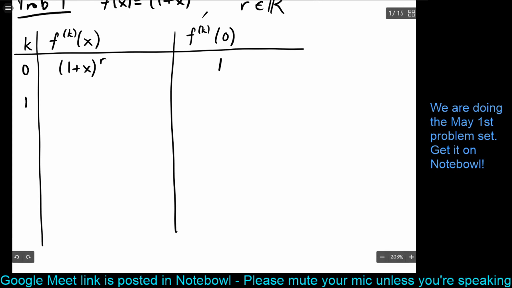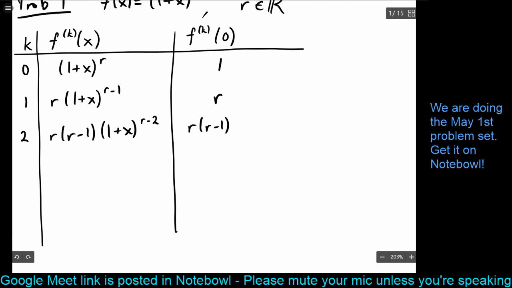Now, if k is 1, we have to take a derivative. So we get r times 1 plus x to the r minus 1. But now the nice part about this is, if we plug in x equals 0, this is just r. All right. If we take the second derivative, we have r minus 1 times 1 plus x to the r minus 2. Right? And so we get r minus 1 when we plug in x equals 0. Right? Because each time, this is just 1 to a power.